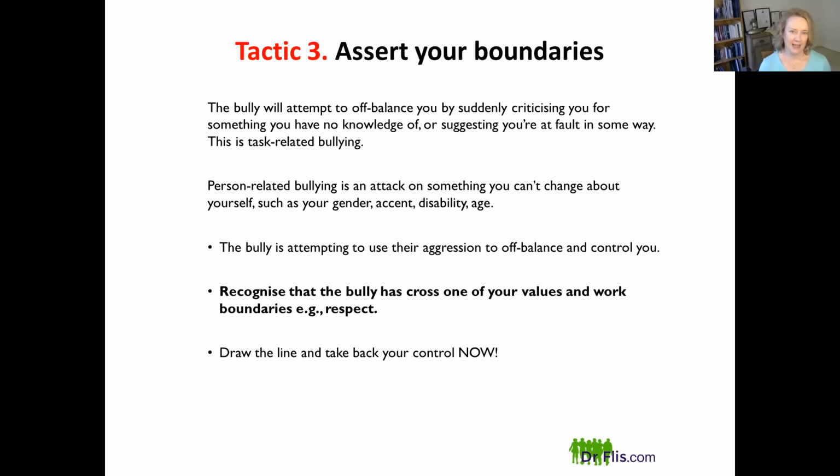They're trying to make you feel that you're at fault for something. So this is task-related bullying. Person-related bullying is usually an attack on something about you that you can't change, like your hair, your gender, your age. That's person-related. So the bully is attempting, as I said, to use their aggression to off-balance and control you. Recognise that the bully has crossed one of your values and work boundaries, for instance, respect, and your boundary of being listened to when you're talking. Draw the line and take back control now.